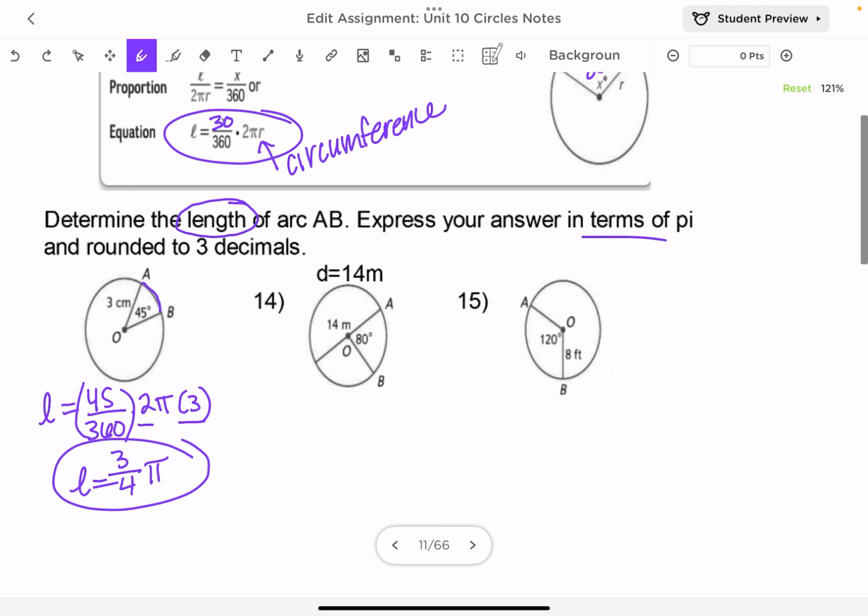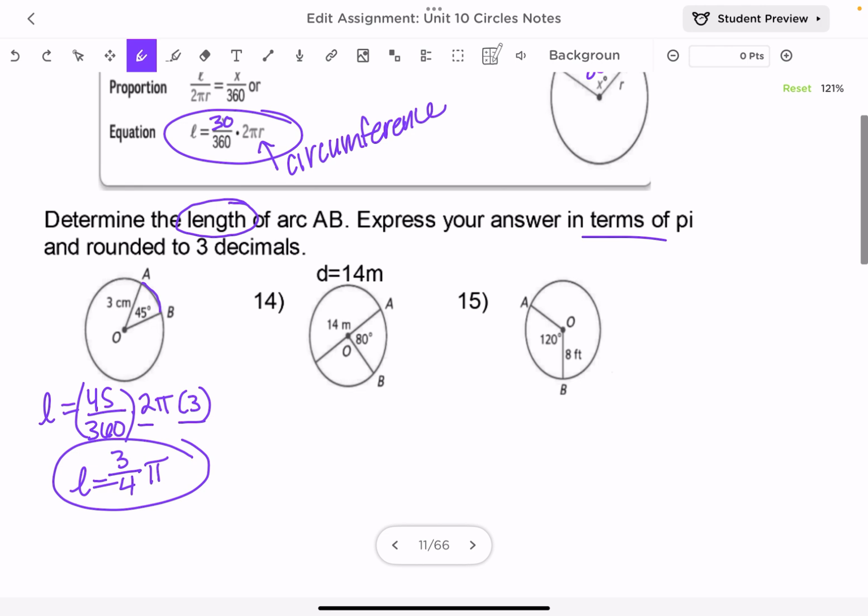Okay, if that was a decimal, it would be 2.356. So it's 2.356 centimeters long. That's what that's saying. Sometimes the decimal does make more sense to us. When we see that pi on there and we don't see the actual number, it's a little confusing.